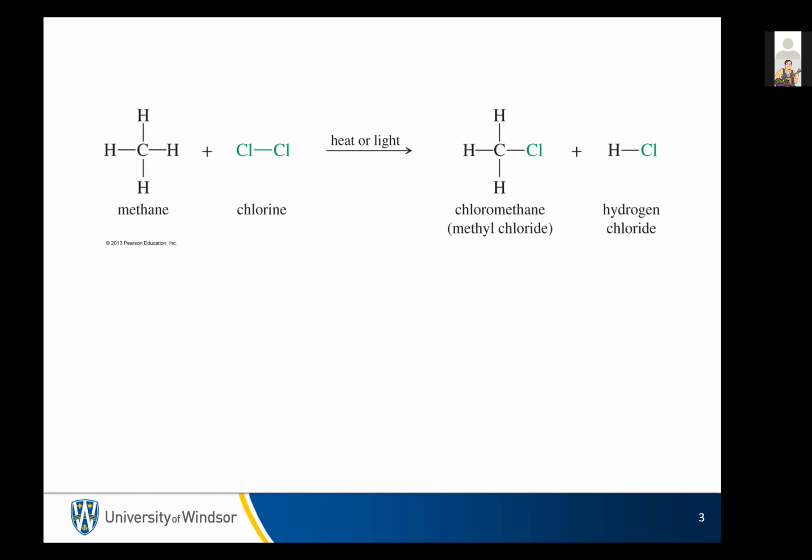This is often the first reaction that is shown in an organic chemistry course, and there's a reason I didn't do it, because the reason they do it is because it's an alkane, and alkanes are simple, and so the chemistry of alkanes must be simple. And the chemistry of alkanes is not simple. So what you do is you take methane, you take chlorine, you heat it or you shine light on it, and you get chloromethane and hydrogen chloride.